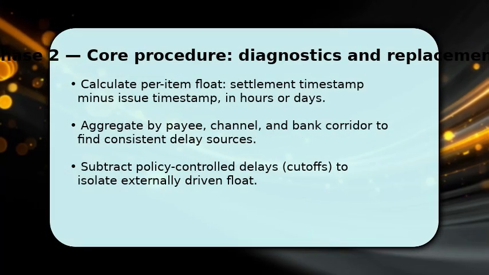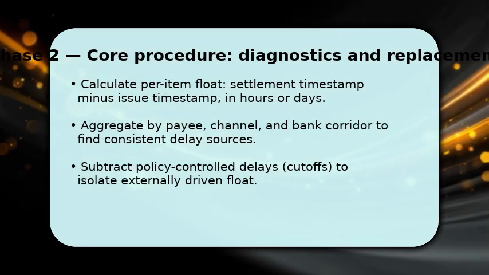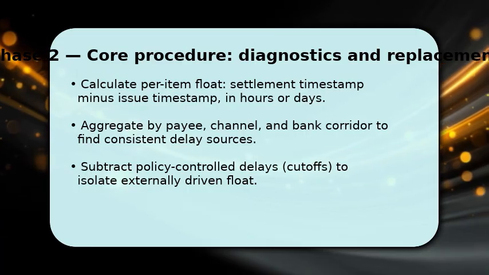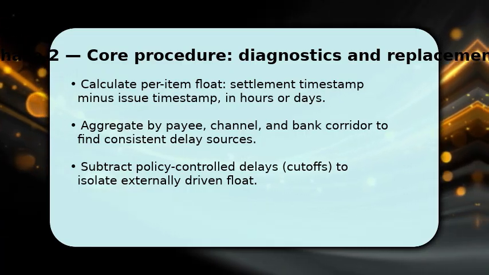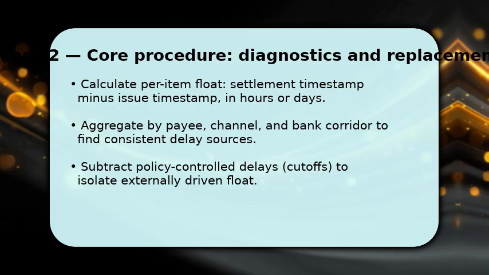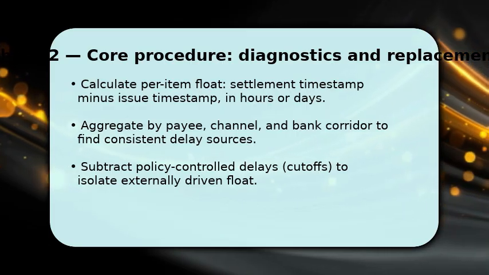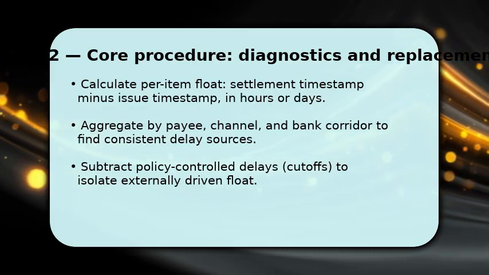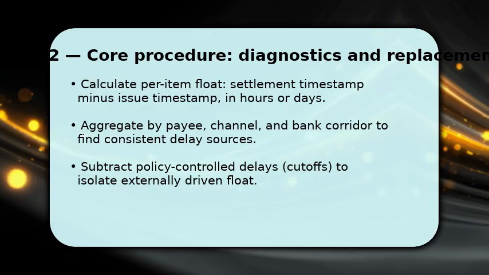Now calculate per item float by subtracting issue time from settlement time. Use hours or days depending on volume. Once done, group results by payee, channel, and bank corridor to expose repeat patterns. That reveals where independent float accumulates.